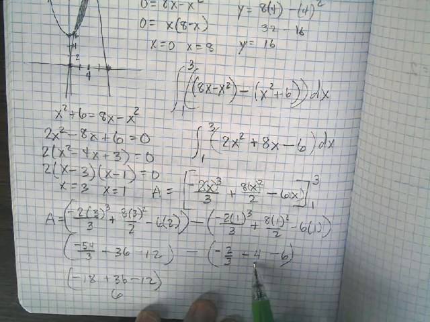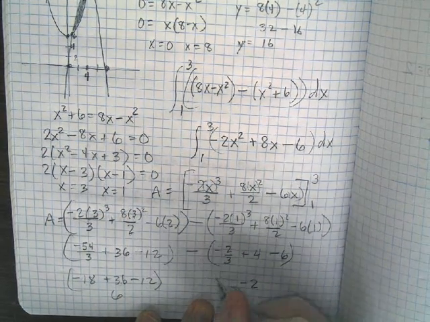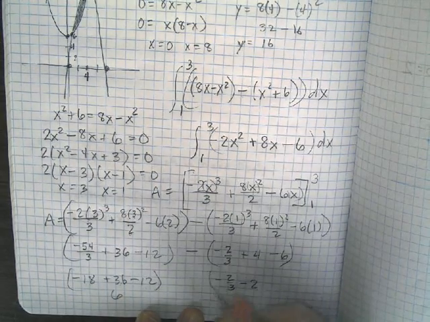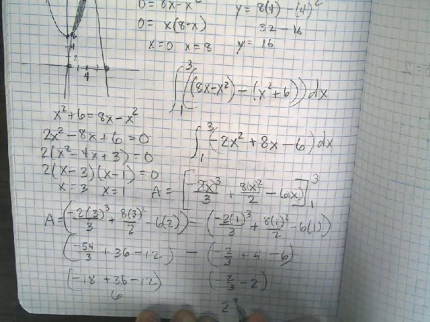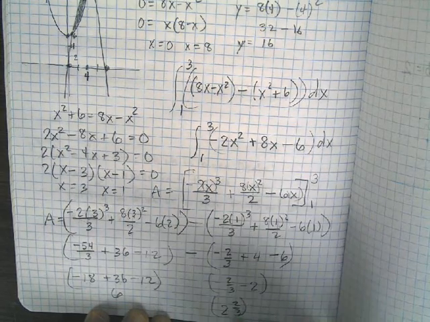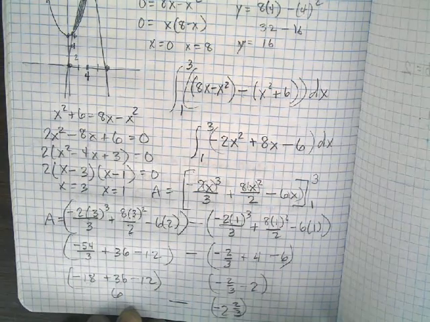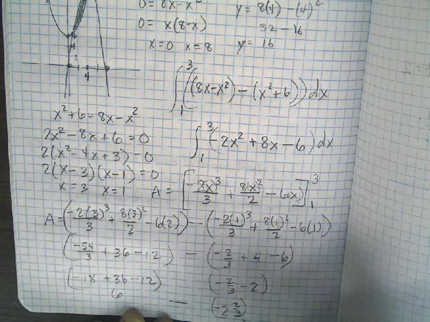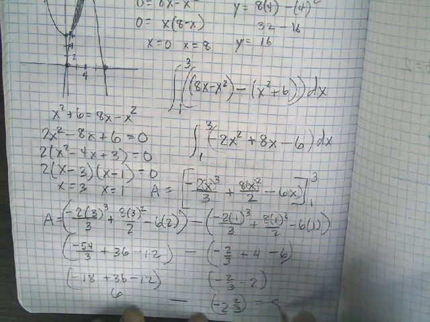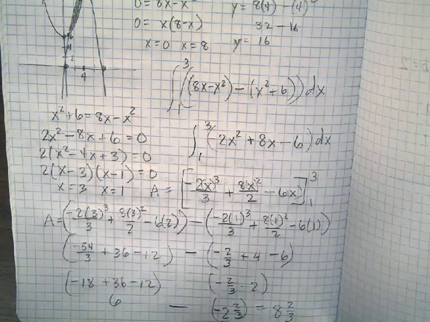So 4 plus negative 6 is negative 2. So negative 2/3 plus negative 2 is 2 2/3. And that's a negative. So minus a negative 6 minus negative 2/3 becomes 8 2/3. Uh-oh. Is that the right answer? Somehow I don't think that's the right answer. So let's grab my graphing calculator, but I think that's wrong.